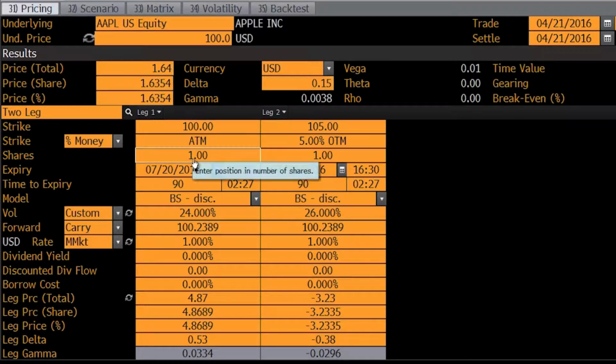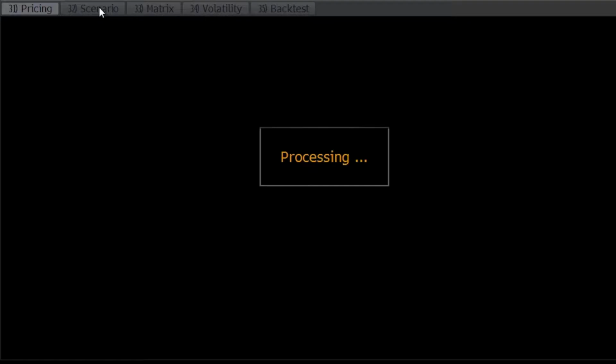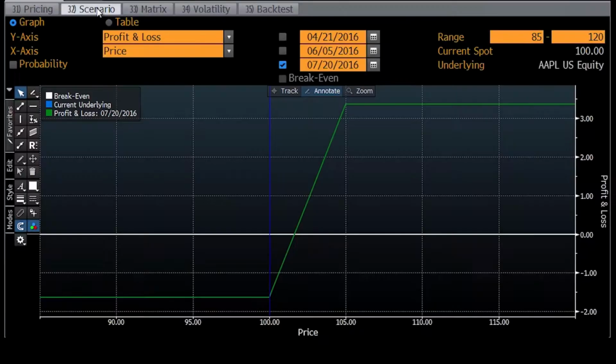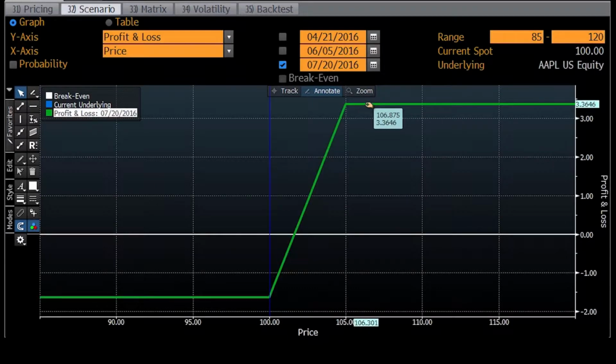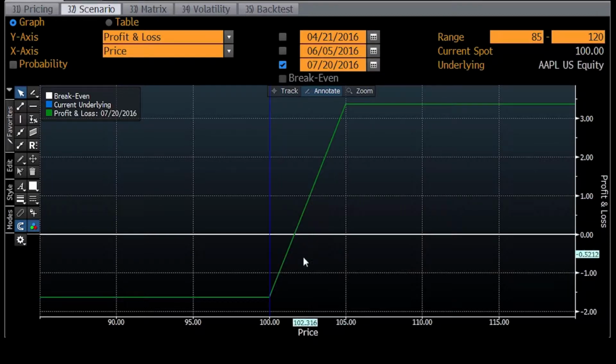What is the maximum profit of this strategy? Well, the most I can make, and let's go to the scenario tab here, is a $5 jump less my costs. The $5 jump is possible because I'm giving myself upside exposure between the strike of 100 and the strike of 105, so that's the $5, but because I had to pay $1.64 to put the strategy on, that's going to give me my maximum profit.